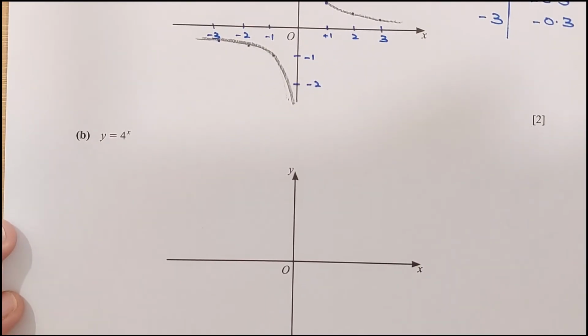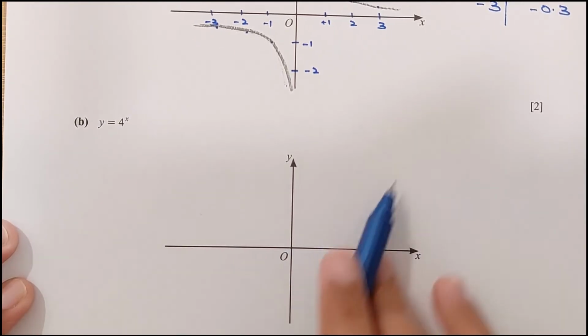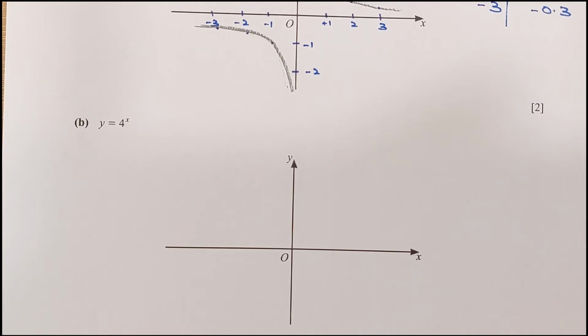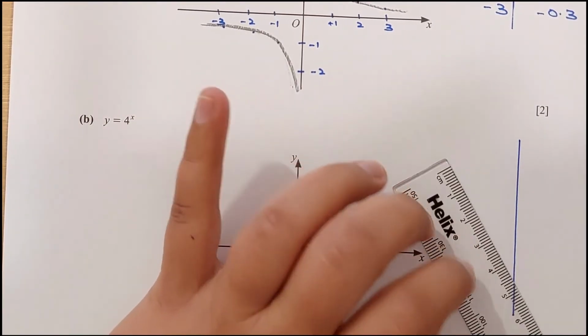Moving to part B, y equals 4 to the power x. Okay, so 4 exponent x, an exponential function, this type of sketch we have. So again, using the table of values, this is easy to find answers.